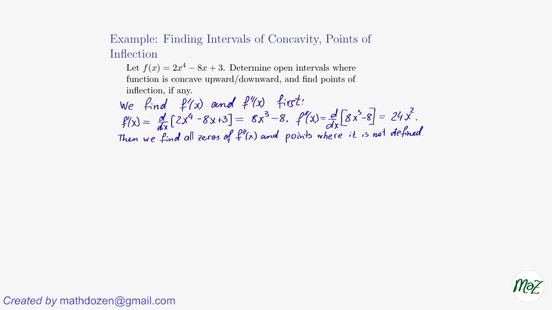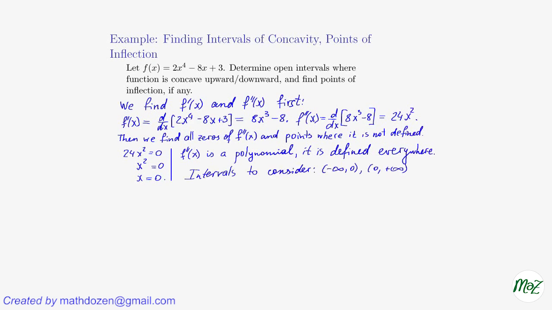Then we will look for zeros of the second derivative, and for the points where the second derivative is not defined. First of all, we set the second derivative equal to 0. We get 24x squared equals 0. That gives us x squared equals 0, which is the same as x equals 0. Then we note that the second derivative is a polynomial, so it is defined everywhere, and there are no points where the second derivative is not defined. So we end up with only two intervals, negative infinity to 0 and 0 up to positive infinity.